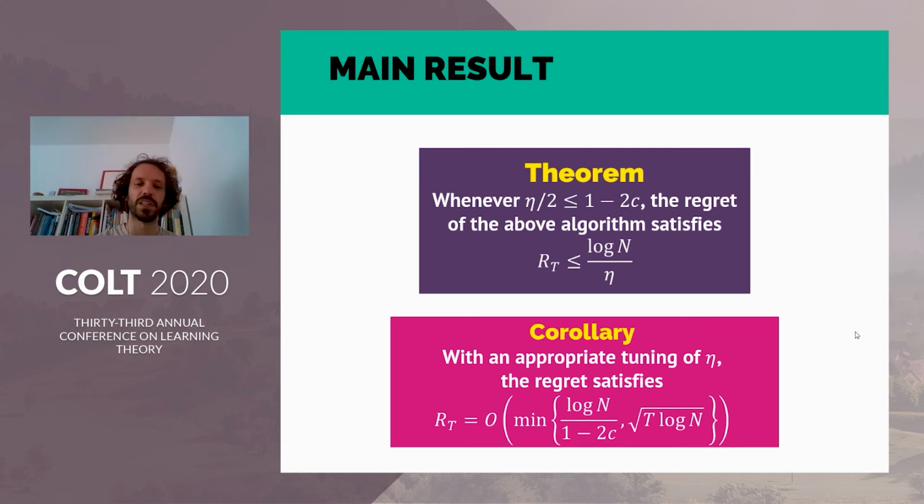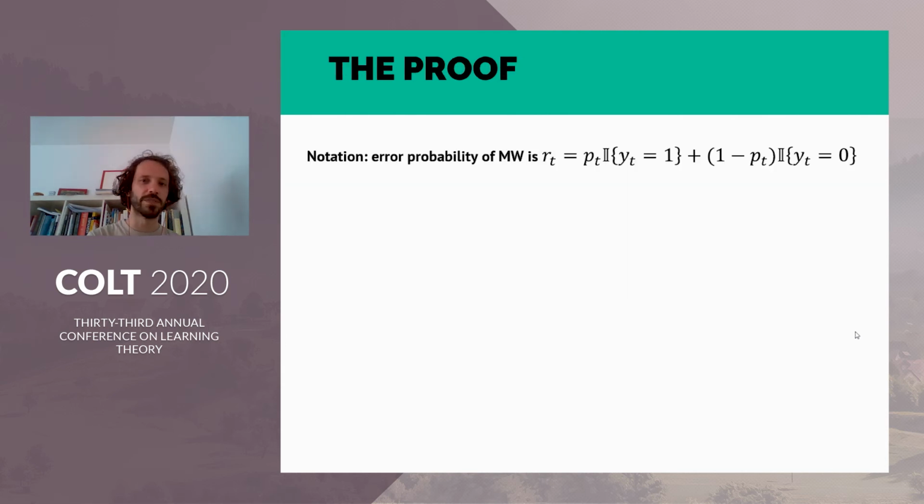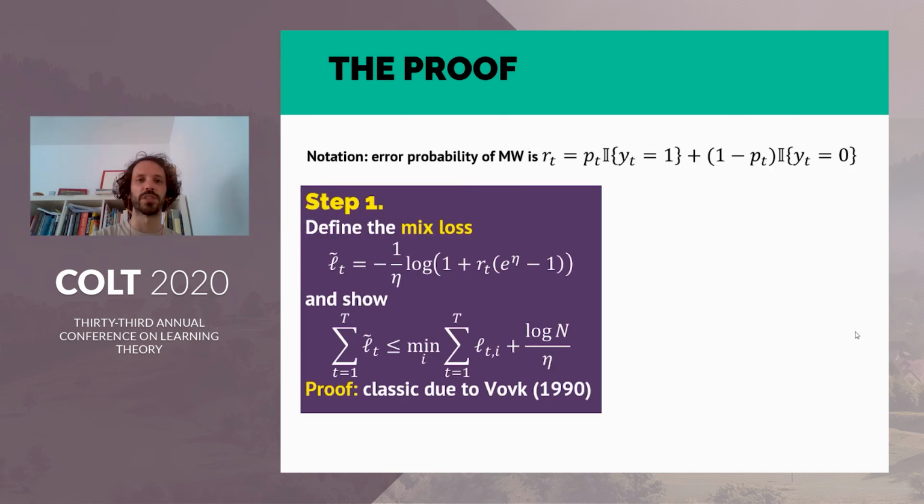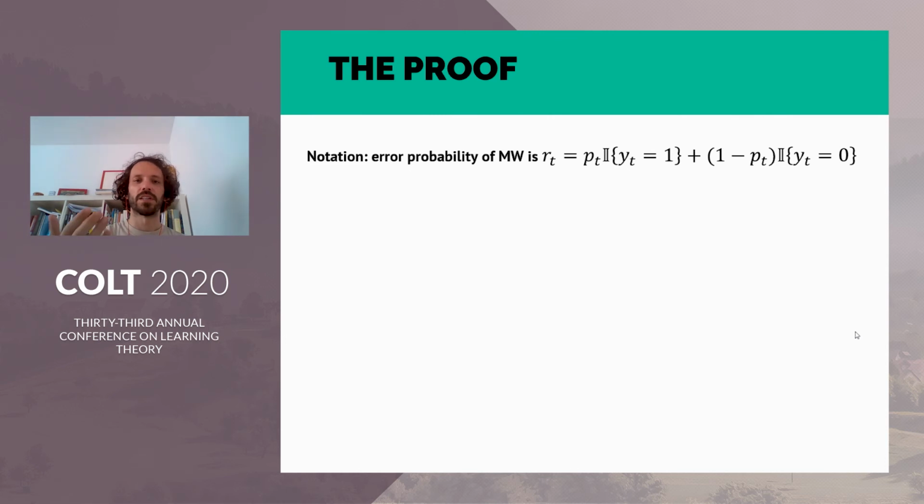So this is summarized in this corollary, which is really our main result, that says that if c is bounded away from 1/2, then we get this log n over 1 minus 2c guarantee. All right, so let me just say a few words about the proof, really just a few words.